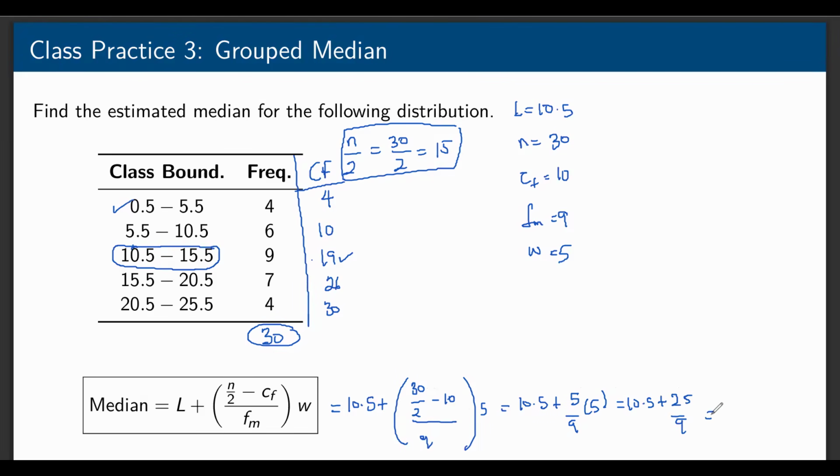And in total, we have 13.277 recurring. Therefore, the approximate value of the median is 13.277 recurring. And you are done with your solution.